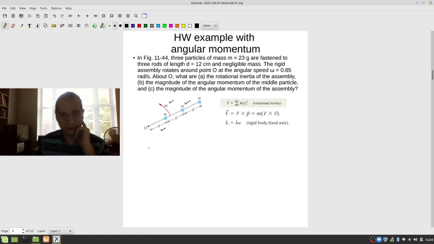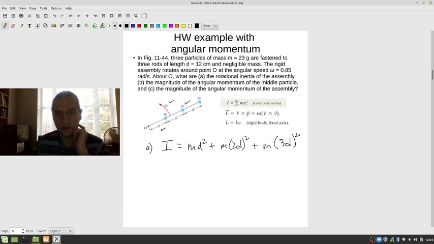Okay, so for part A, by now you hopefully know how to calculate the rotational inertia of an object, because it's just this. It's mass times distance squared, and the distance that you're measuring is the distance to the axis of revolution. And so in this case it would be like m1 d squared plus m2 d squared plus m3 d squared. Okay, we had a similar one that was like this earlier.